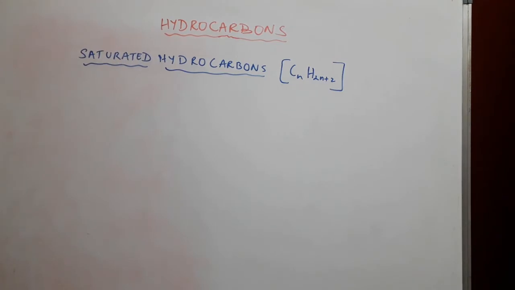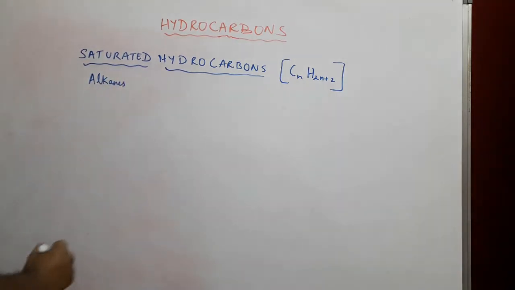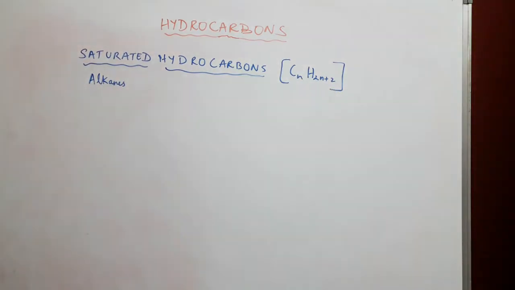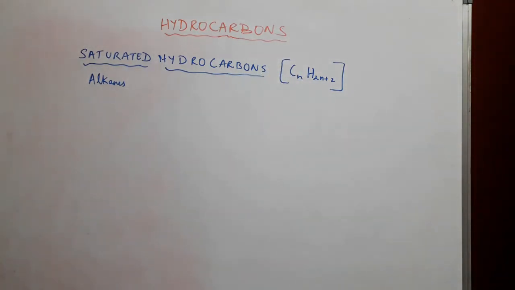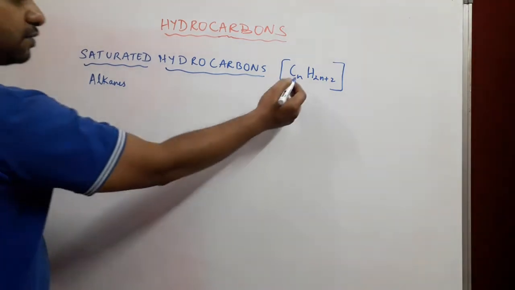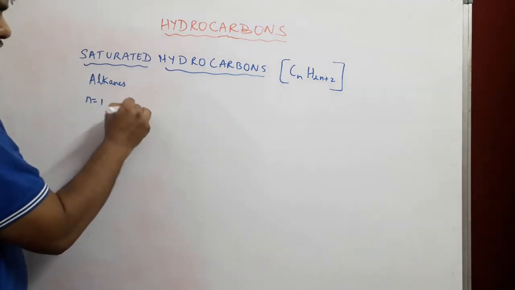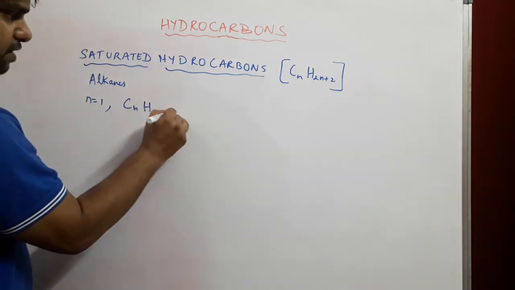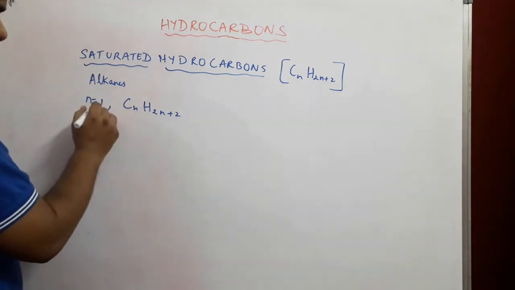The first one we have is saturated hydrocarbons, and under saturated hydrocarbons we have alkanes with a general formula CnH2n+2, where n is the number of carbon atoms. In this, carbon atoms are connected by only a single bond. Let's see how. Let's take n equal to 1 and substitute it in the general formula CnH2n+2. Let's see what we get. Everywhere there is n, we replace it by 1.